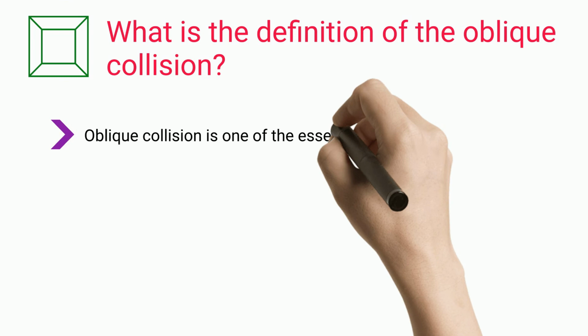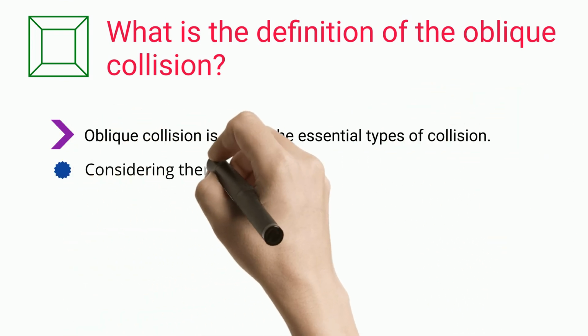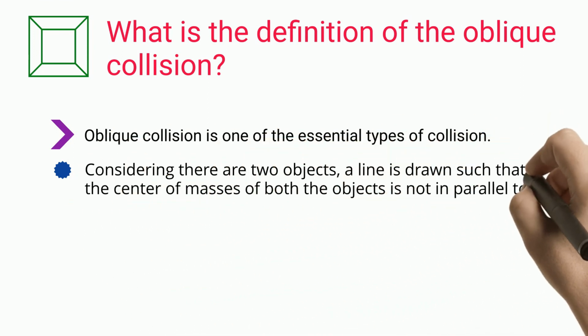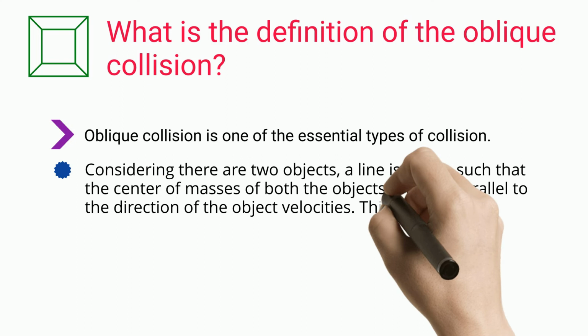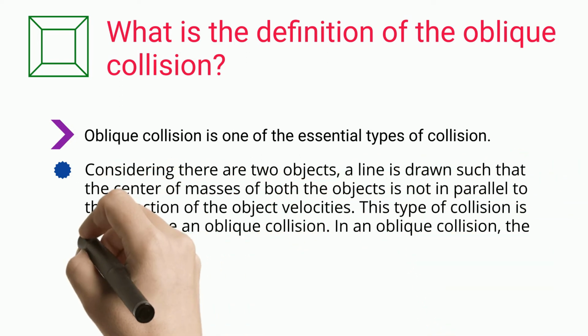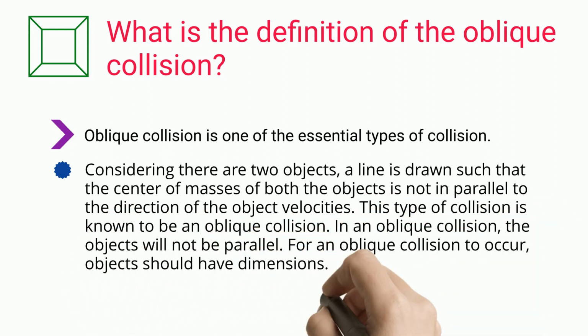What is the definition of the oblique collision? Oblique collision is one of the essential types of collision. Considering there are two objects, a line is drawn such that the center of masses of both the objects is not parallel to the direction of the object velocities. This type of collision is known to be an oblique collision. In an oblique collision, the objects will not be parallel. For an oblique collision to occur, objects should have dimensions.